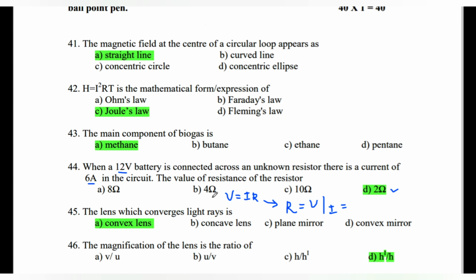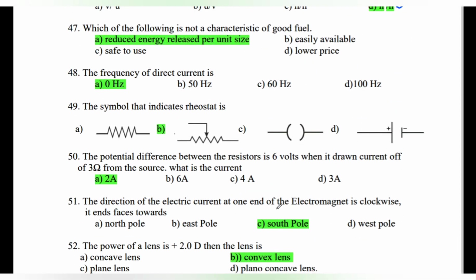The lens which converges light rays is convex lens. Next question. The magnification of the lens is the ratio of image size by object size, that is option D, H dash by H. Now moving to next question. Which of the following is not a characteristic of a good fuel? Option A, that is reduced energy released per unit size. This is one of the not desired characteristics of a good fuel.